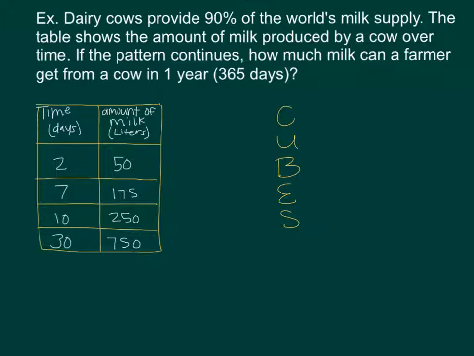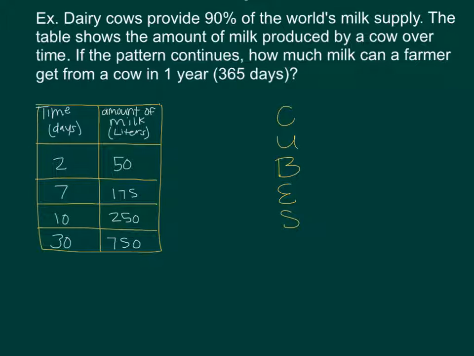Okay, here's another example. Dairy cows, dairy is milk. Dairy cows provide 90% of the world's milk supply. The table shows the amount of milk produced by a cow over time. If the pattern continues, how much milk can a farmer get from a cow in 1 year, or 365 days?